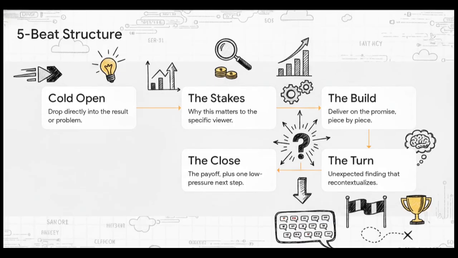Next up, the scripting mechanics. Please, whatever you do, don't just tell AI to write a YouTube script. It's going to be garbage. Instead, you use this 5-beat retention structure. You hit them with a cold open, establish the stakes so they actually care, move into the build where you deliver the real value, and then pay attention because this is crucial.